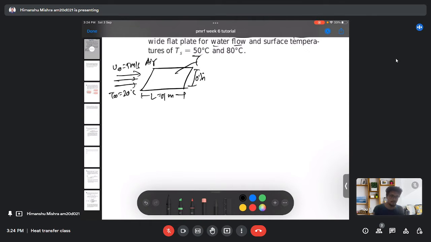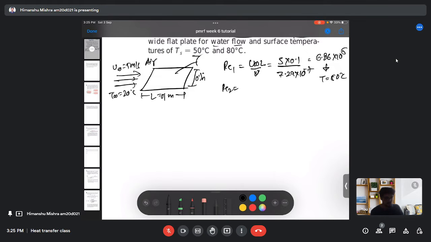The Reynolds number will change because the density of water is obviously different, way more than the density of air. So again, we can find the two Reynolds numbers here. One when the temperature of the plate is 50 degrees Celsius, and the other when the temperature of the plate is 80 degrees Celsius. Now we will use the properties of water. This is my kinematic viscosity of water. This is my Reynolds number when the temperature is 50 degrees Celsius. Now, if my temperature increases, obviously the kinematic viscosity of water changes. The properties of the fluid change.